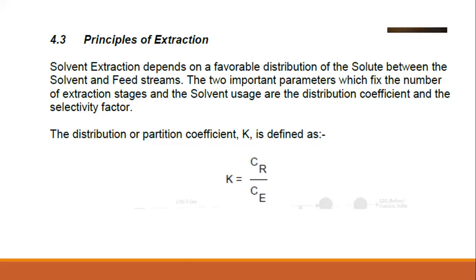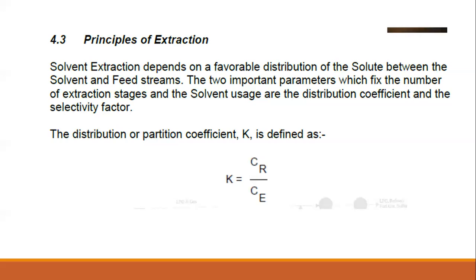The two important parameters which fix the number of extraction stages and the solvent usage are the distribution coefficient and the selectivity factor. The major point is that the two important parameters to keep in mind are the distribution coefficient and the selectivity factor.